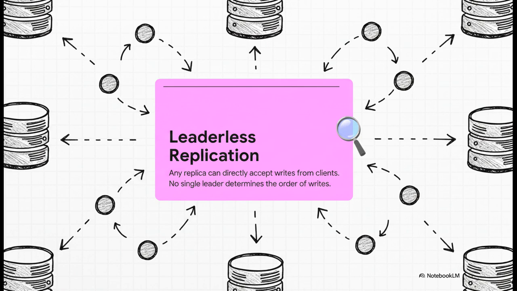Now let's take it a step further. What if we just got rid of leaders altogether? This is leaderless replication, an idea made famous by Amazon's Dynamo paper. In this world, any replica can accept a write directly from a client. This design is all about maximizing availability and fault tolerance. As long as you can talk to any of the nodes, you can write to the system.